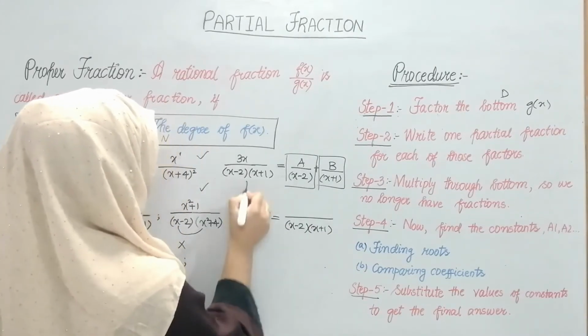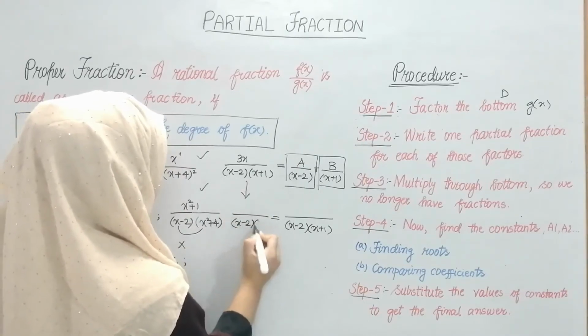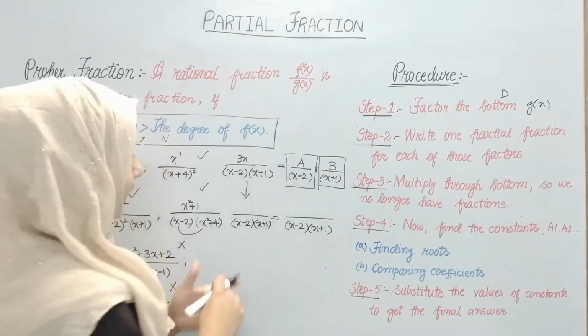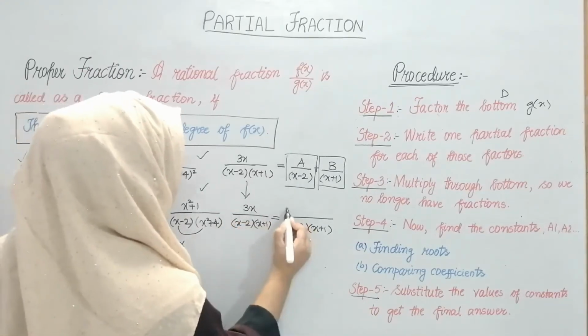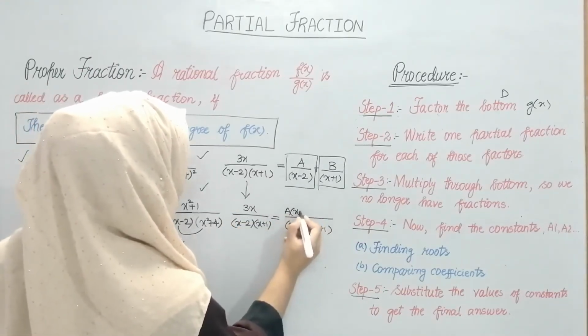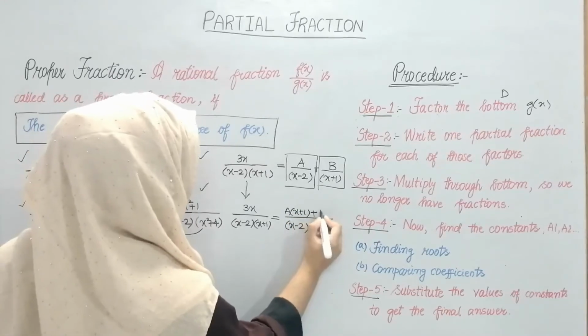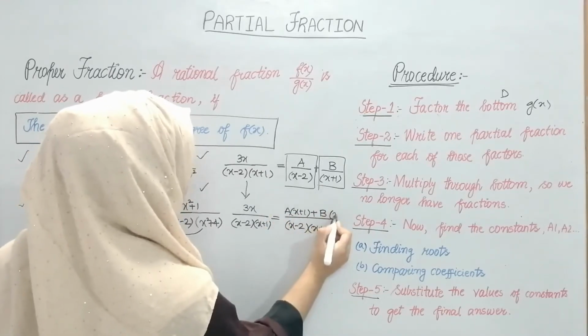This is as it is. x minus 2 and x plus 1. I'm just writing the denominators here. Okay, I'll write the numerator as well: A into x plus 1. After taking LCM, we have to cross multiply here, right? LCM is nothing but like this only.